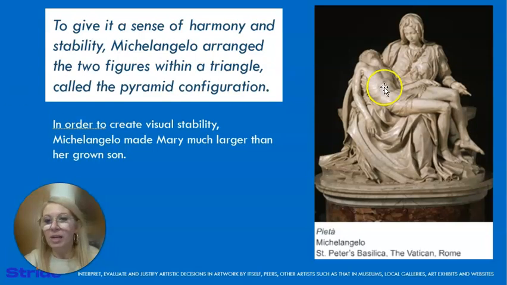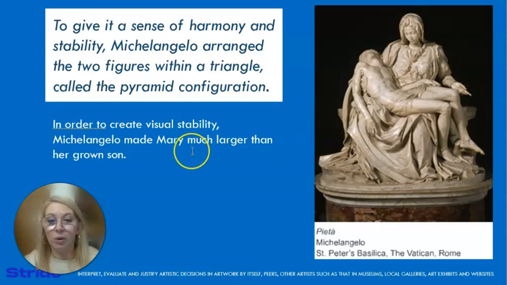So, to give the Pieta a sense of harmony and stability, Michelangelo arranged the two figures within a triangle. Okay, so hopefully you can see my little arrow. Watch my little arrow. Then let's go down this side. And then we've got the bottom. Okay, see that triangle? This is called a pyramid configuration.